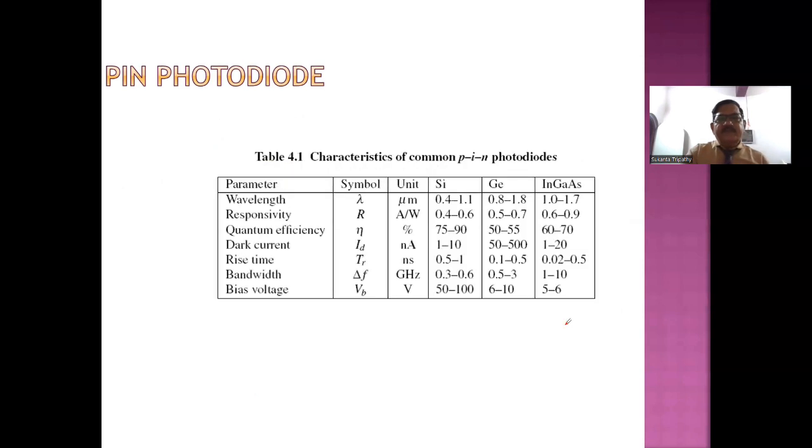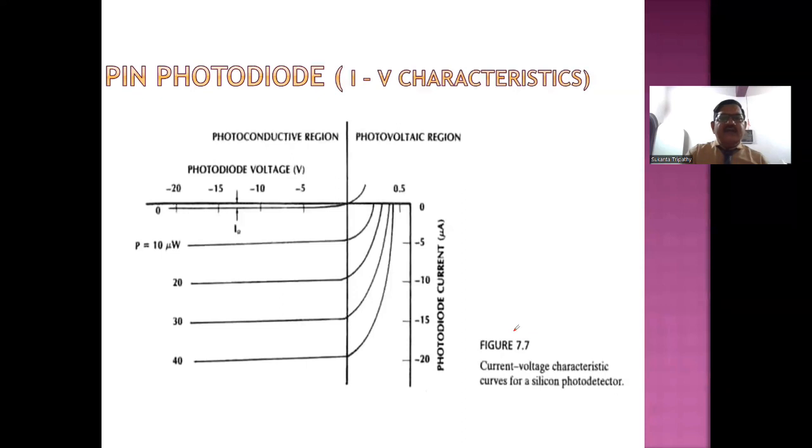In fact, these are the different parameters associated with this pin photodiode, like wavelength, responsivity, efficiency, dark current, rise time, bandwidth, and bias voltage. Next, we will go to the characteristics of this pin photodiode.